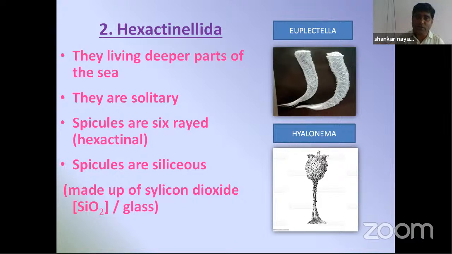From every spicule arise 6 rays. Therefore, this spicule is called hexactinal. And the spicules are siliceous. Siliceous means the spicules are made up of silicon dioxide. As it is made up of silicon dioxide, the spicule is called a siliceous spicule. The chemical formula of silicon dioxide, you know, is SiO2. This is also called glass.